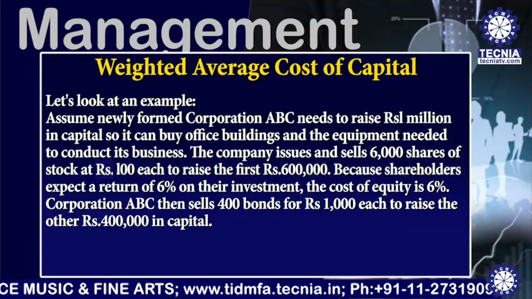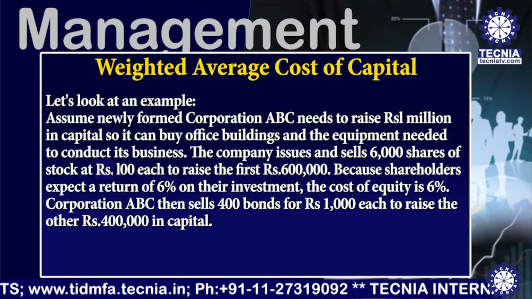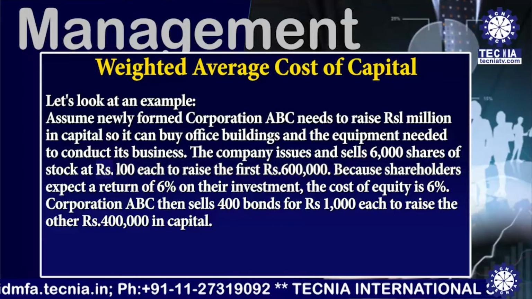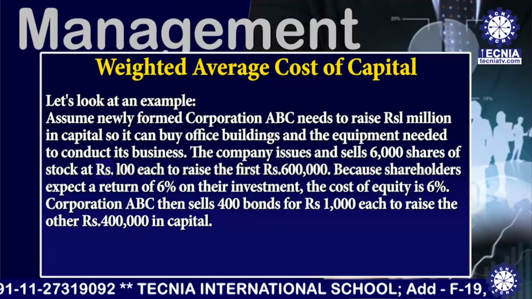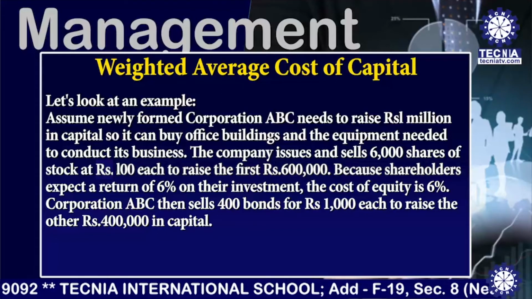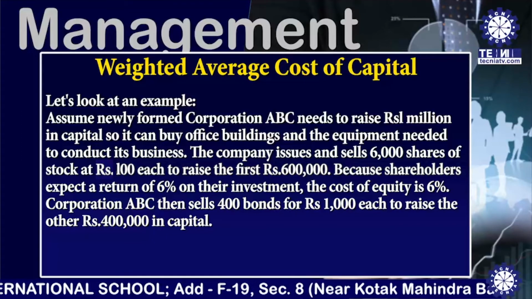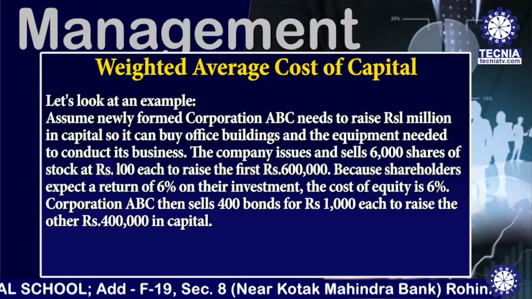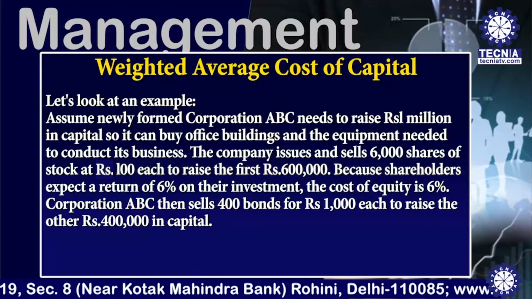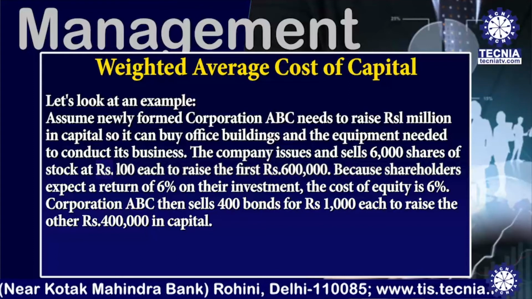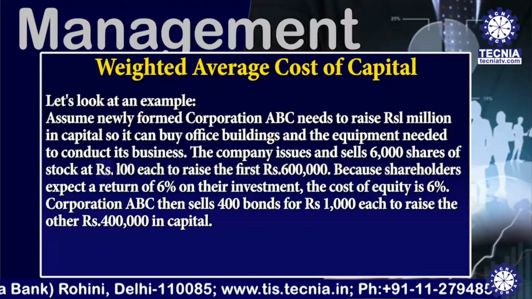Assume newly formed corporation ABC needs to raise rupees 1 million in capital, so it can buy office buildings and the equipment needed to conduct its business. The company issues and sells 6,000 shares of stock at rupees 100 each to raise the first rupees 6 lakhs. Because shareholders expect a return of 6% on their investment, the cost of equity is 6%.